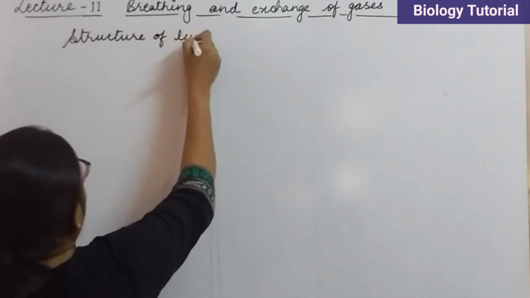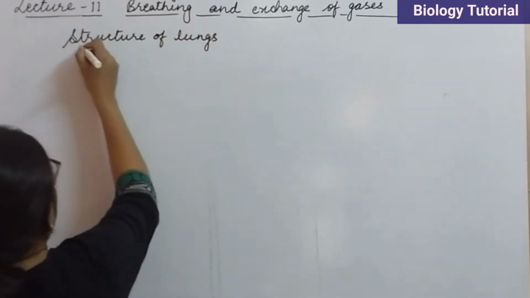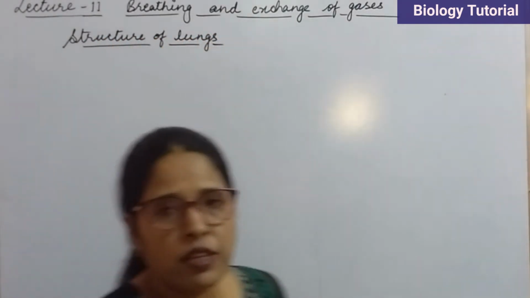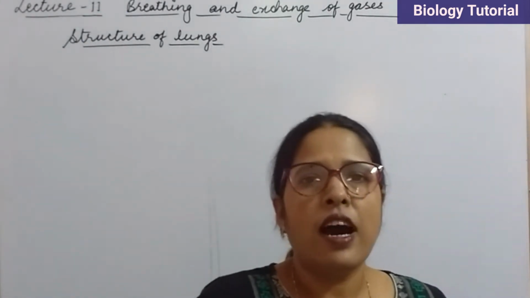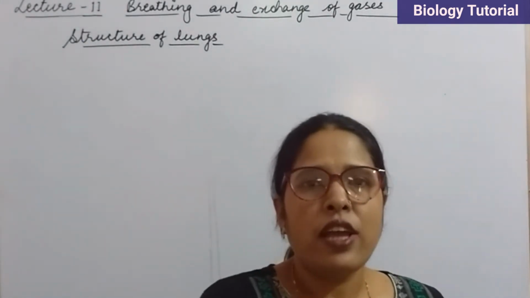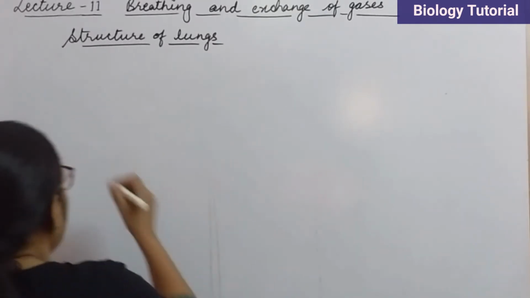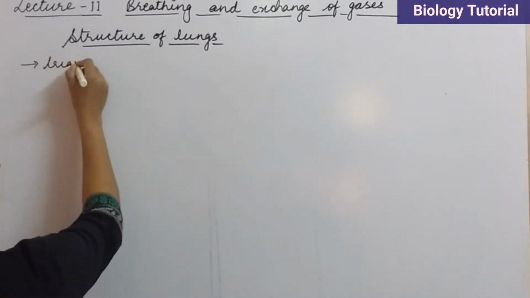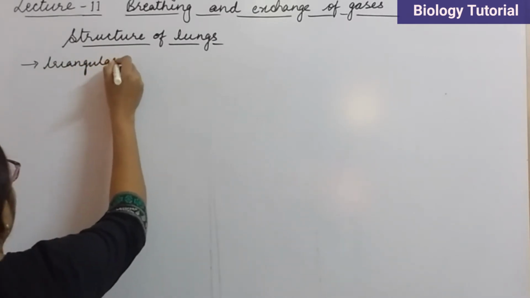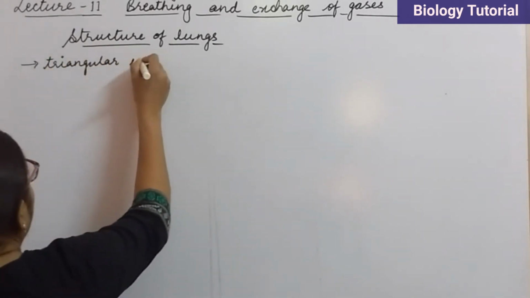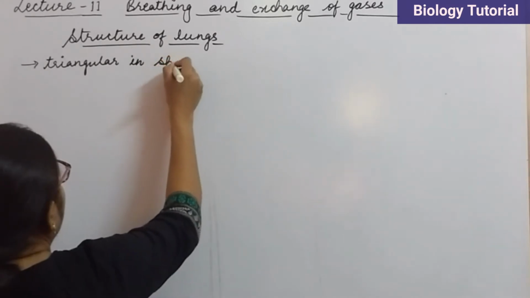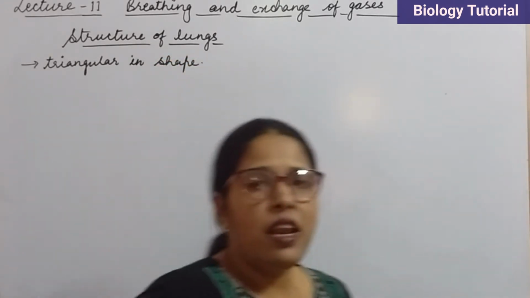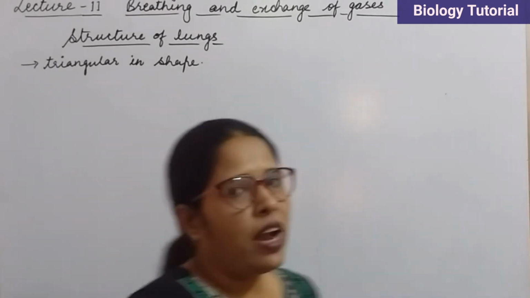Structure of lungs. A pair of lungs is present in human beings. Clear? These lungs are basically triangular in shape. So the shape of lungs is triangular in shape. Clear? So two lungs are there, that is left lung and right lung.